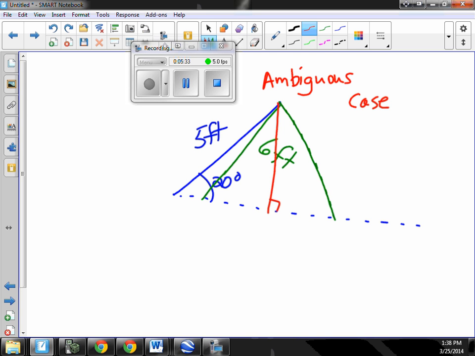It could be this large triangle, or it could be this small triangle. And they both fit the angle side side. So hang on to that because we're going to use it maybe tomorrow. We'll see.